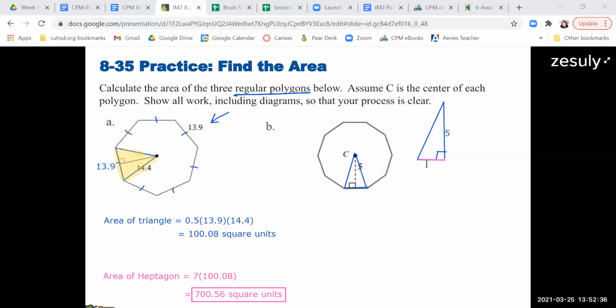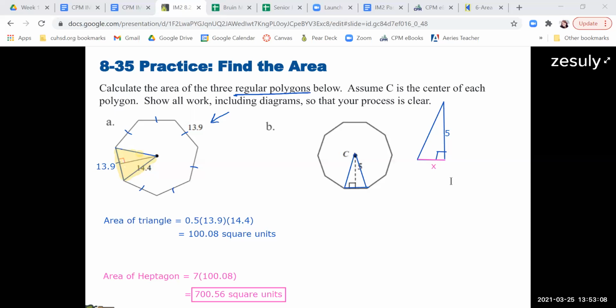So I'm going to call it X. If I don't know something, I get to pick a variable. So I'm just going to call it X. It's not the base that I care about. The base that I care about will be on the original diagram. It's just the bottom of this half triangle, right? So now what I need is some sort of method for finding that length. And unfortunately, I don't know the hypotenuse of this right triangle, so I can't use Pythagorean theorem.